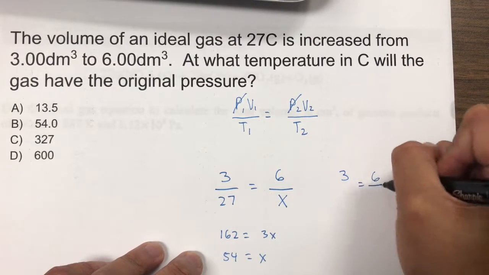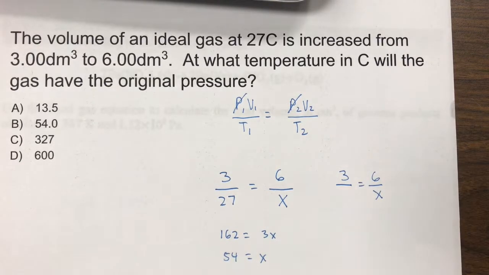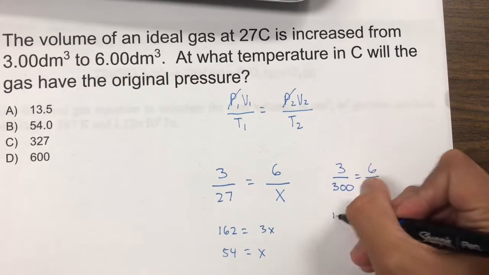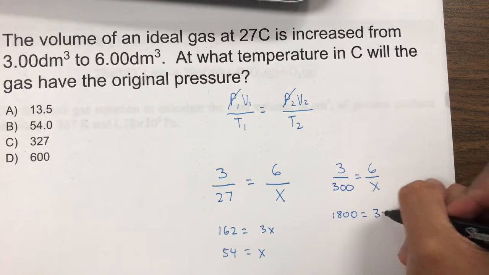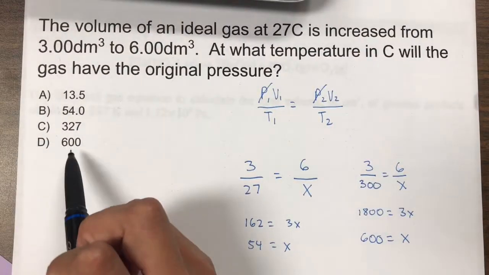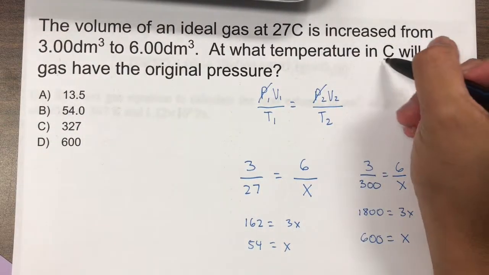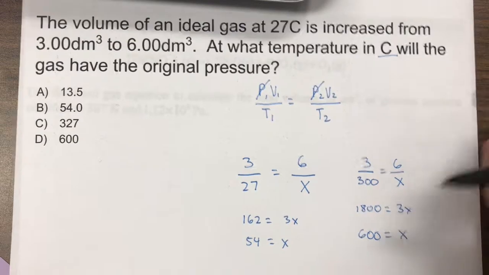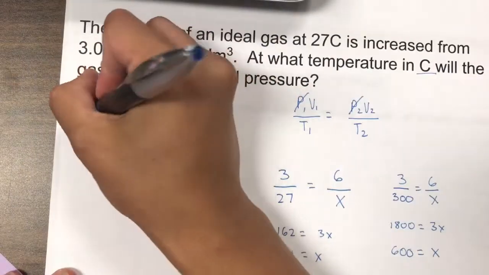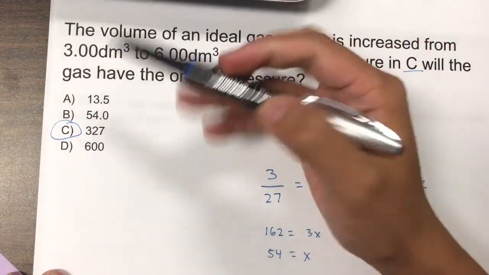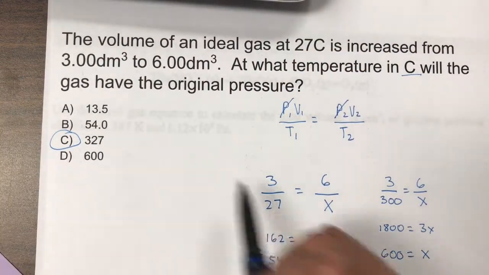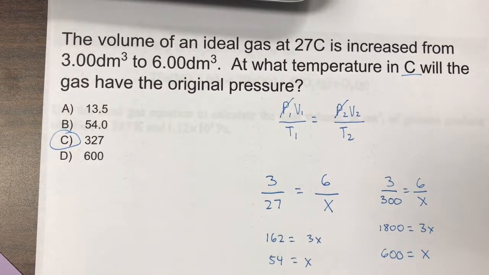Let's see if you actually were able to convert this. So 27 plus 273 is 300. So that's 1800 equals 3x. So x is equal to 600. This answer is also there, but what you need to notice is they wanted the temperature in Celsius. So I actually need to subtract 273 from this number. And when I do that, I get the actual answer, which is C. So the IB is tricky because, Mr. IB, he's out to get you. All the mistakes that you can make, the choices are there, so you've got to be careful.